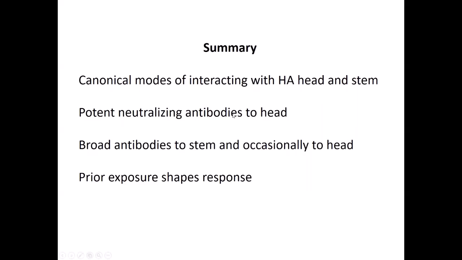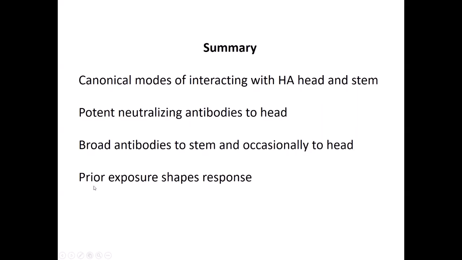So I'm going to end the talk just with some summary points. And first, what I've gone over today, at the beginning, I talked about canonical modes of interacting with the HA or the stem, either driven by particular amino acids like aspartate or aromatics, or in the stem, VH169, there's also VH330. The most potent neutralizing antibodies are the head domain. The broad antibodies you see typically are to the stem, but now that we're doing very high throughput screening, occasionally we can see universal or broadly protective antibodies that are to the head domain.